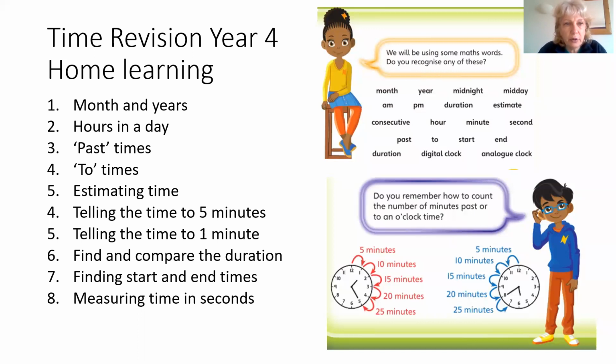Right, I'm just going to cover quickly months and years, how many hours in a day, the past times and the to times, and that's working out to 5 minutes and to 1 minute times, estimating time, then finding, comparing durations of time, finding end and start times, and measuring time in seconds.